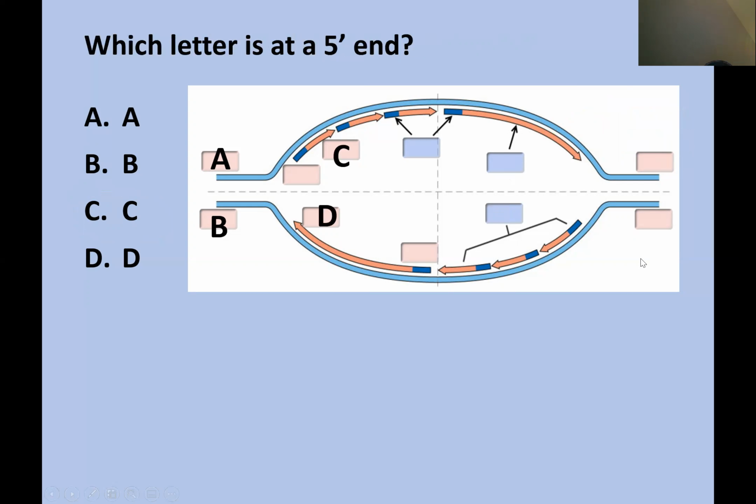Okay, which letter is at a 5' end? This is why I always want you to write 5', draw the arrow to 3'. Wherever the arrowhead is, that's the 3' end. The end of that strand is the 5 prime. Since we have to go anti-parallel, this would be 3 prime, this would be 5 prime. So the answer is B.